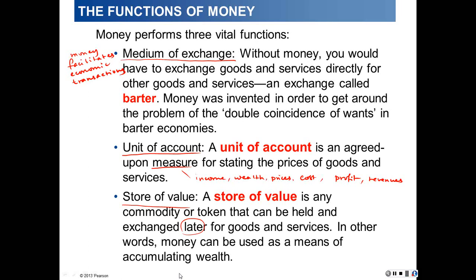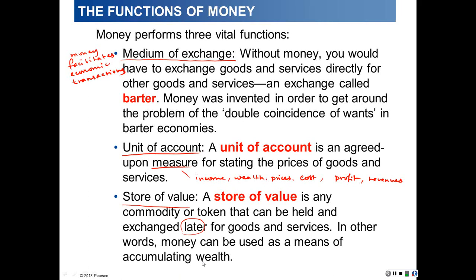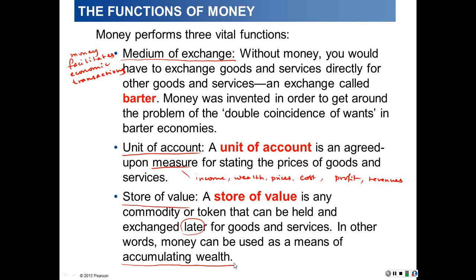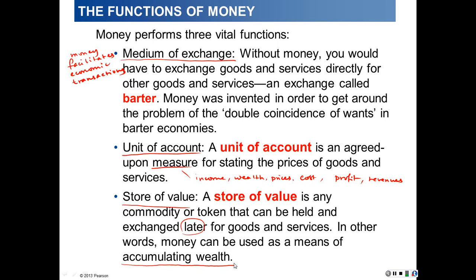You can use it to buy things later. This means that you can use money as a means of accumulating wealth, because that's what wealth is. What is wealth? Wealth comes from you putting aside a part of your current income to spend later. Is that correct? So if you have a certain income today, you decide to put away a part of it, keep it away, put it in the bank, for instance. And why are you doing this? So that you can spend it later. So that's what a store of value does. Correct? It enables you to save, to accumulate wealth.